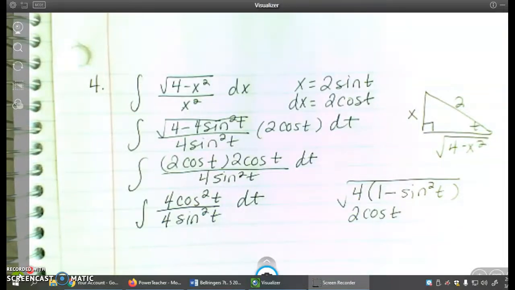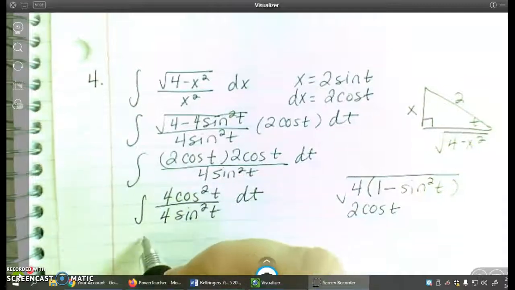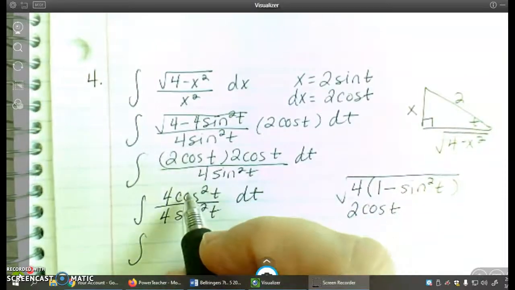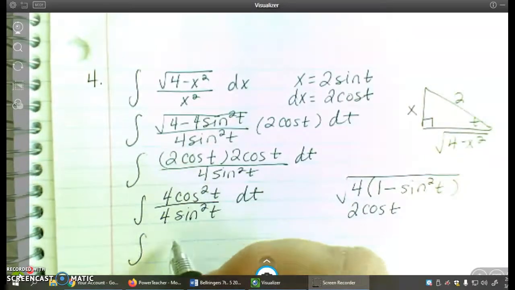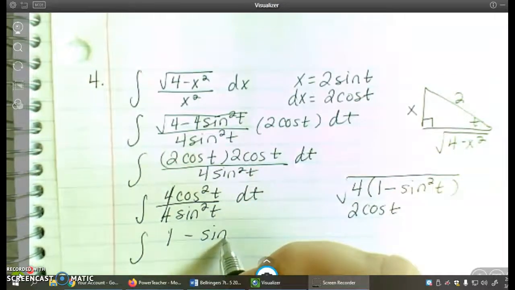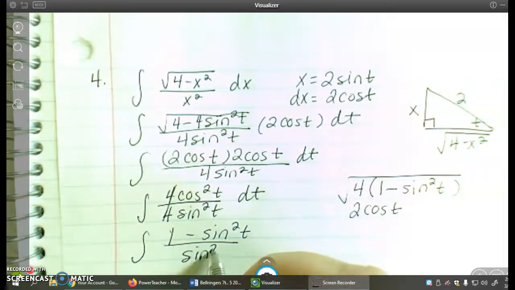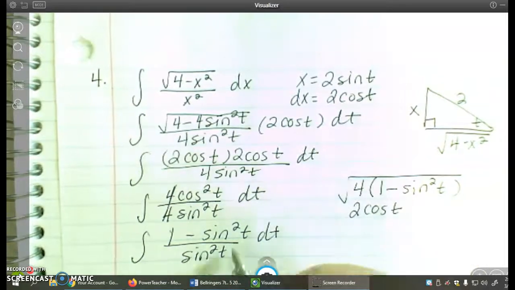To finish this problem, there are several ways to do it. One way that I'll just go ahead and show you real quick, you can take the top and rewrite that as 1 minus sine squared of t. I'm going to go ahead and get rid of these 4's. 1 minus sine squared of t over sine squared of t. Divide it out.